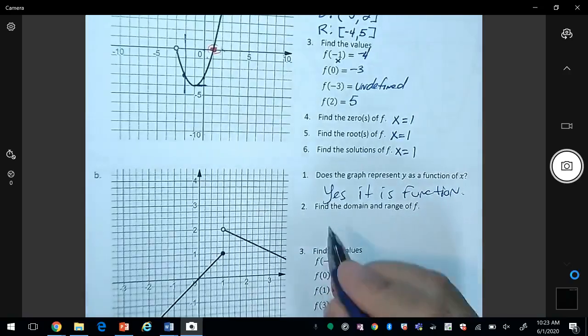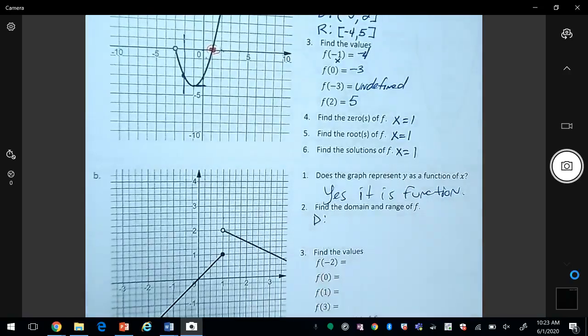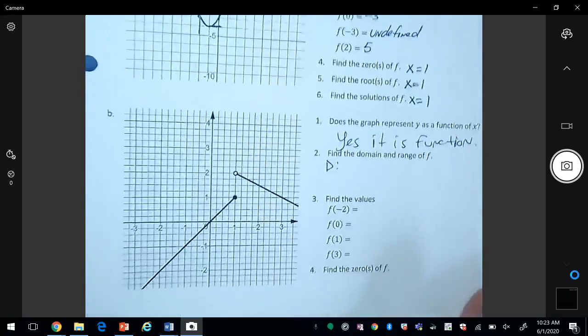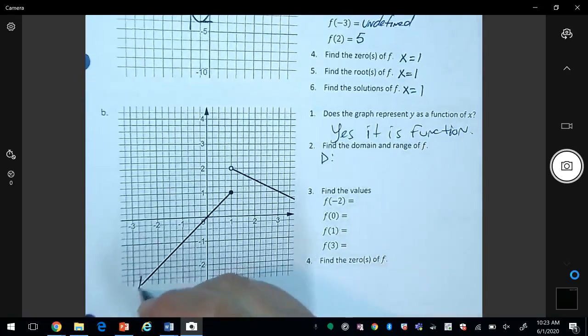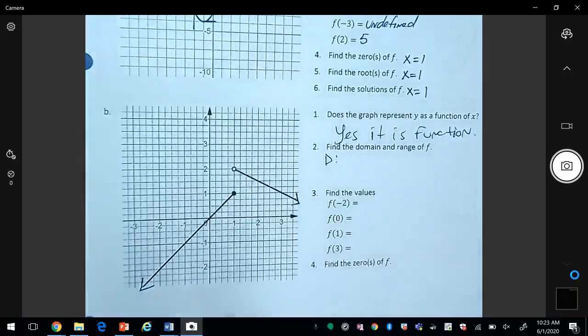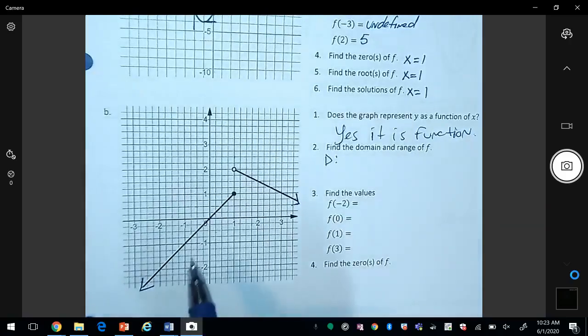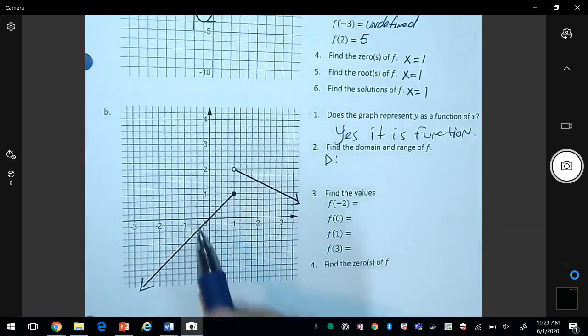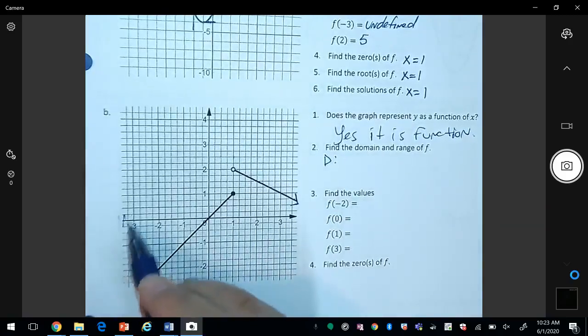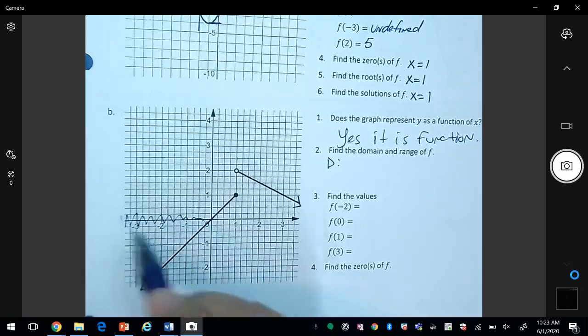Find the domain. So here we want to ask what are the x values that are being used. I'm going to go ahead and put an arrow to represent these lines extending to infinity. So for the domain, notice that all of these x's are being used.